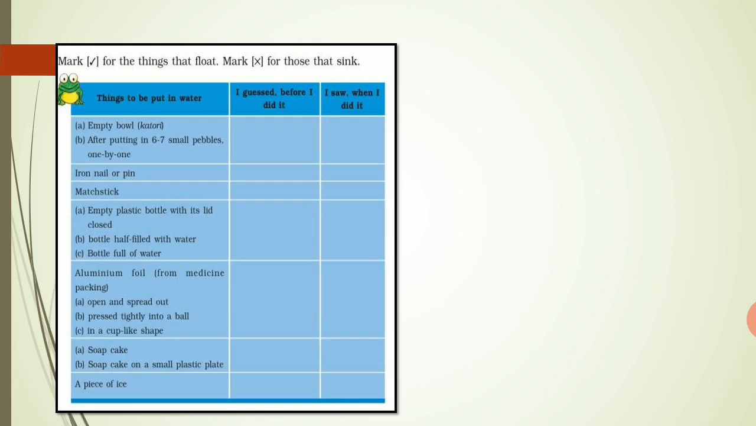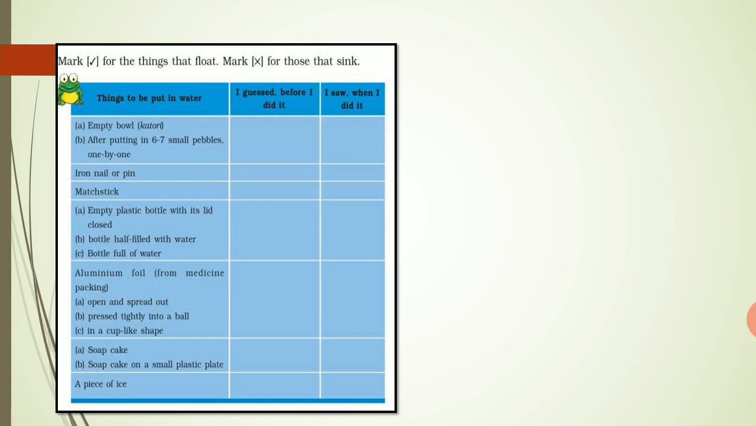Now you have to apply your learning in this activity. This is an activity from your textbook. Three columns are given: things to be put in water, I guessed before I did it, and I saw when I did it.